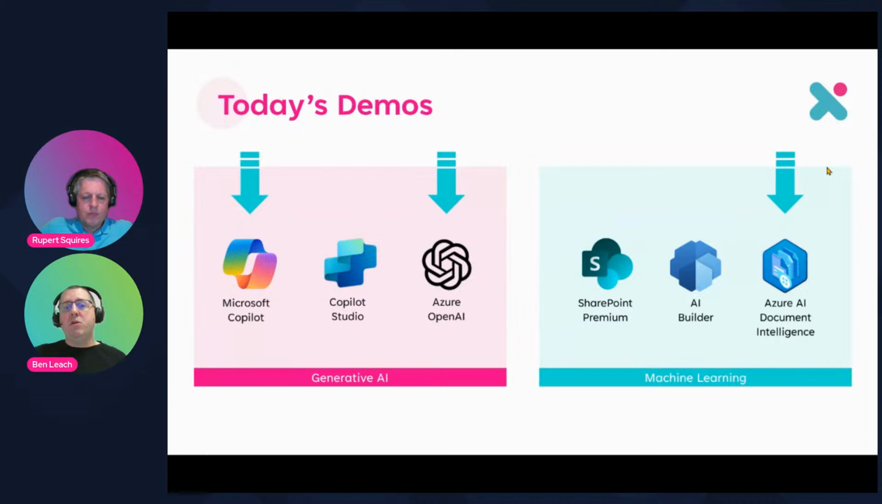And in terms of the demos we're going to be looking at today, we'll look at a Copilot demo, we'll look at a scenario where we've created our own chatbot that's talking directly to Azure OpenAI. And then on the machine learning side, we've got a set of demos that are using Azure AI Document Intelligence, which we've then brought into SharePoint. And I think the reason why that's really interesting is the commercial considerations which go along with that. So the cost of doing these kinds of activities, I think you'll find that fascinating.